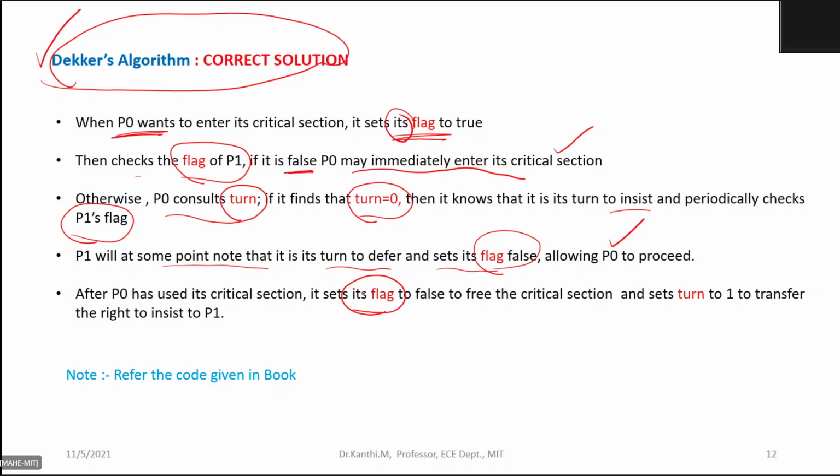After P0 has used its critical section, it sets its flag to false, making the other process free to use the critical section, and sets turn to 1 to transfer the rights to the other process.